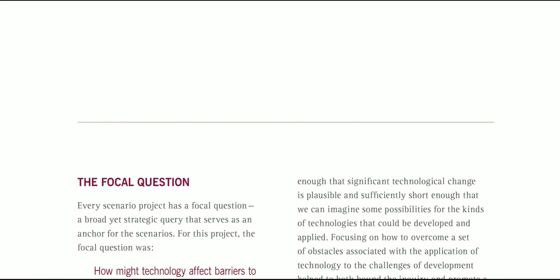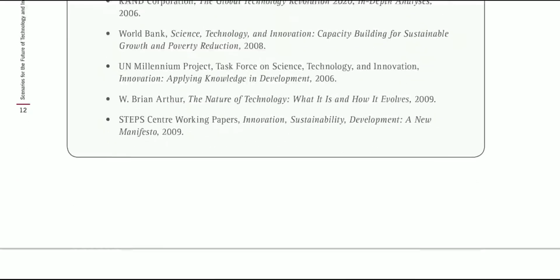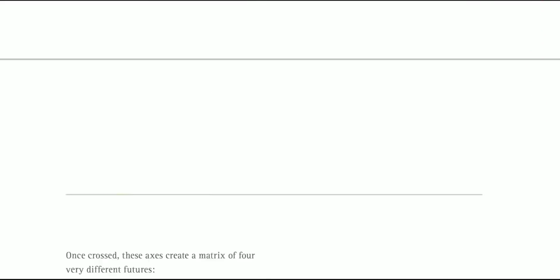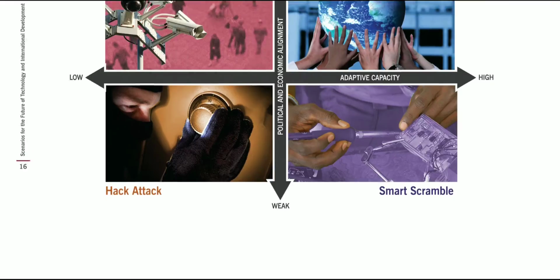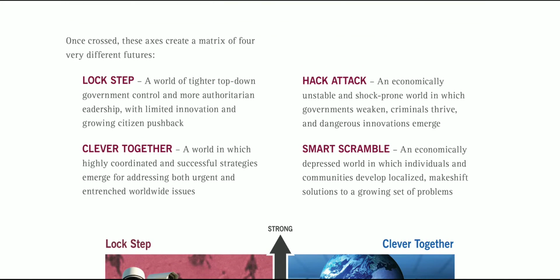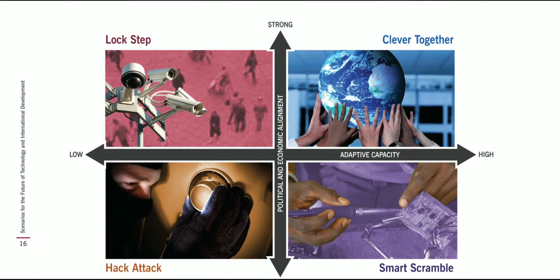Okay, so let's go down here. I want to show you something very interesting. Let's see. Okay, here we go. You see these four different things? It says, once crossed, these axes create a matrix of four different futures: lockstep, clever together, hack attack, and smart scramble. Now, what we're going to concentrate on and look at really carefully is lockstep.